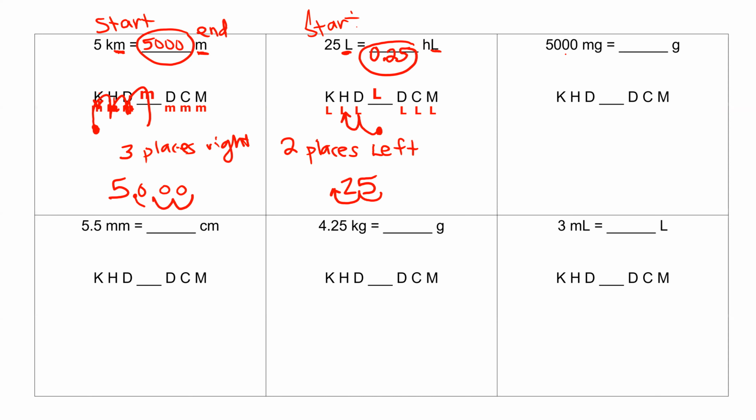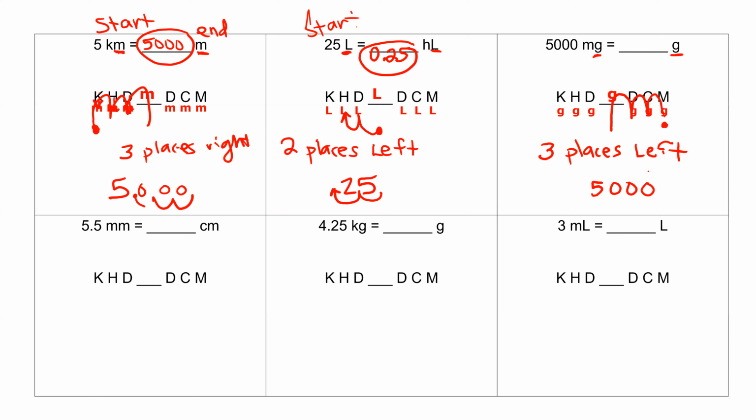Okay, mg, 5,000 mg equals how many g? Well, g is going to be the base, so grams. And then I write those letters, g's, underneath all of my King Henry letters. Okay, I am starting here, all the way at the mg, and I'm going to end at the plain old g. So once, twice, three times. This is three places. And then which direction did you move? Left.